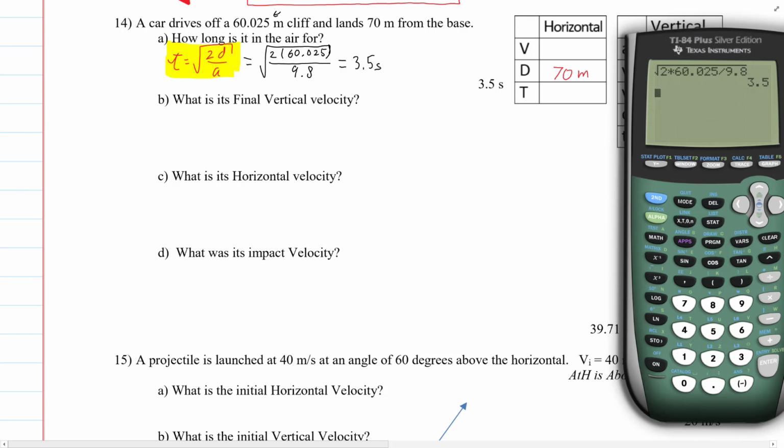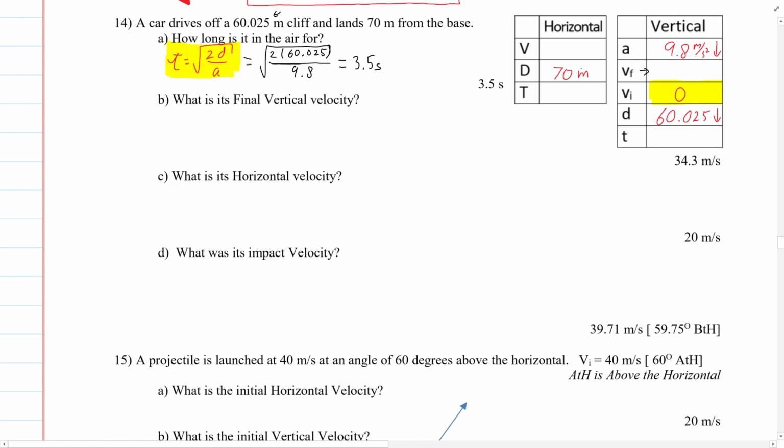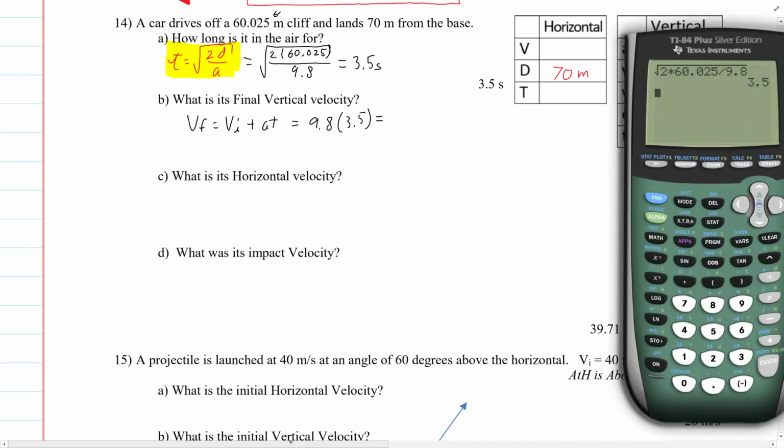What's the final vertical velocity? That's what we're asked for here. That'll be VF is equal to VI plus AT, which will be 9.8 times 3.5, which will be 34.4, but okay, 9.8 times 3.5, 34.3, I was close.